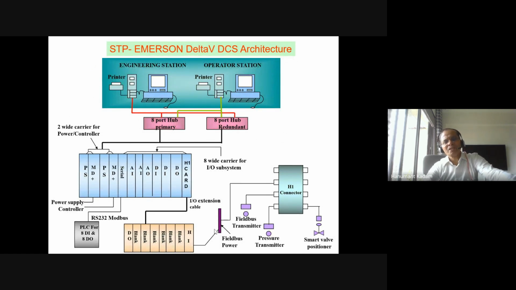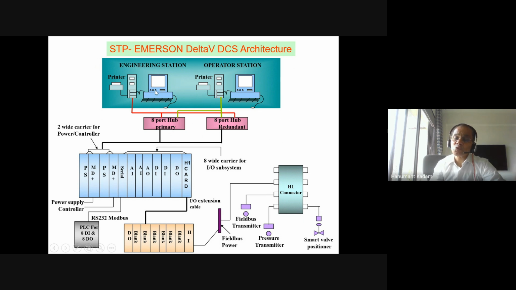So I'm taking the example of another plant, that is the sewage treatment plant. STP is a short form, sewage treatment plant, where Emerson Delta V DCS is there. There you can see two workstations. One is for engineering, which can be used as operator, and another is exclusively operator.